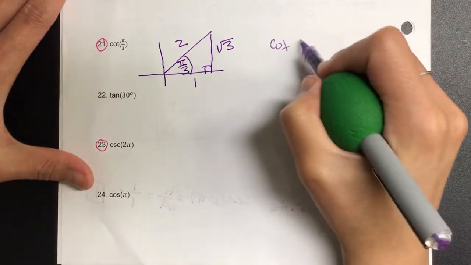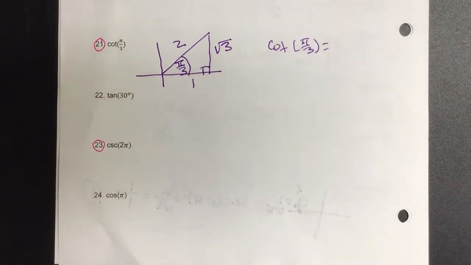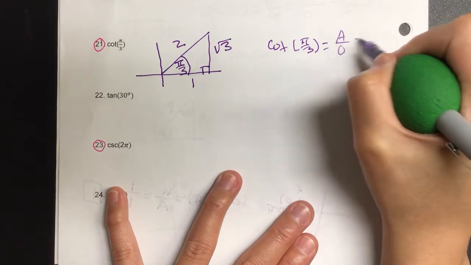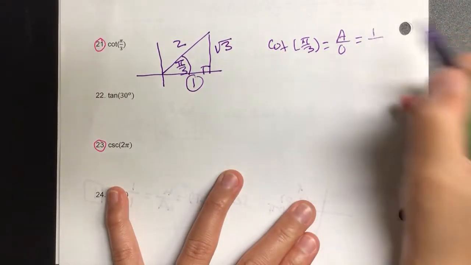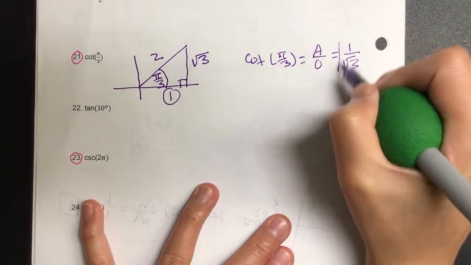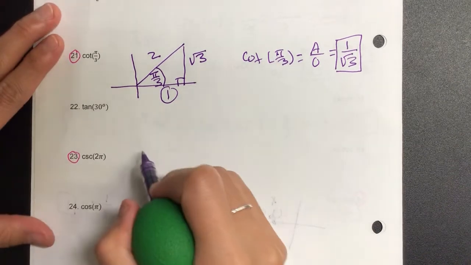So we have cotangent of pi over 3. What is the ratio of cotangent? Adjacent over the opposite. Now we know the adjacent from pi over 3 has to be 1. What's on the opposite? Radical 3. You may leave it just like this. But if it bothers you, can you simplify that further? You may.